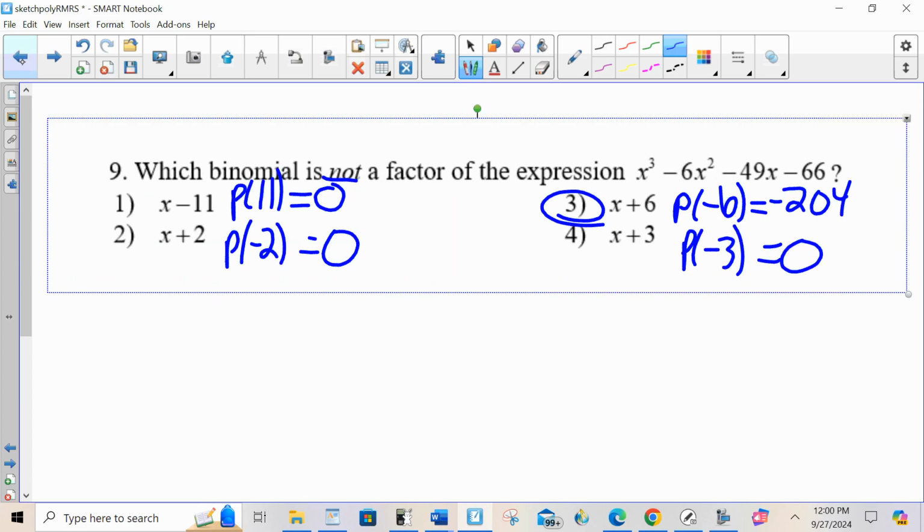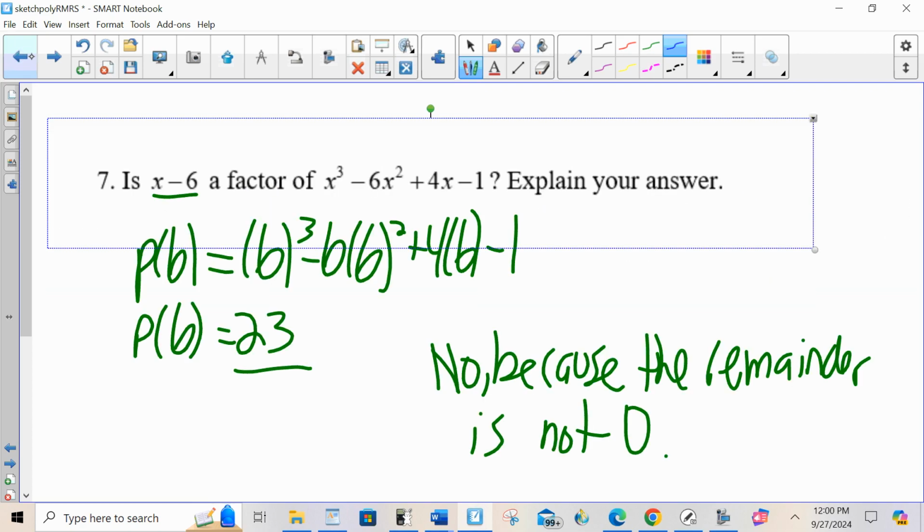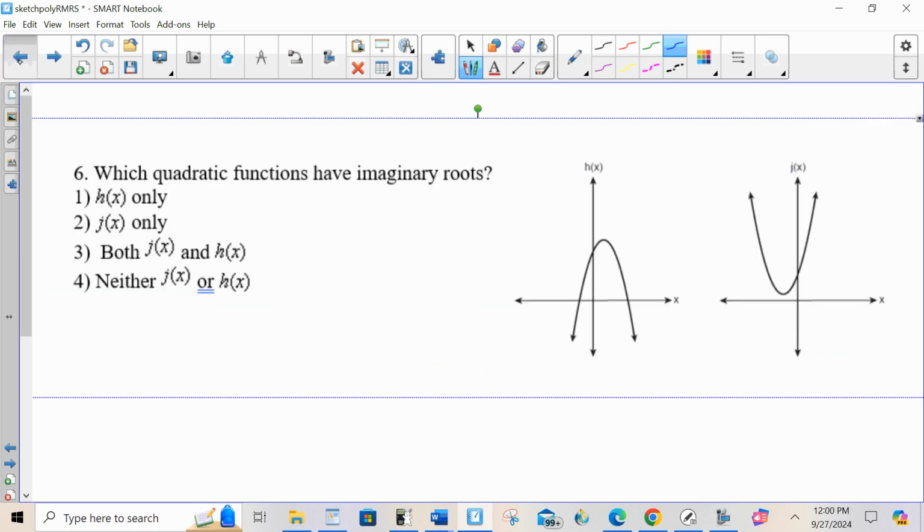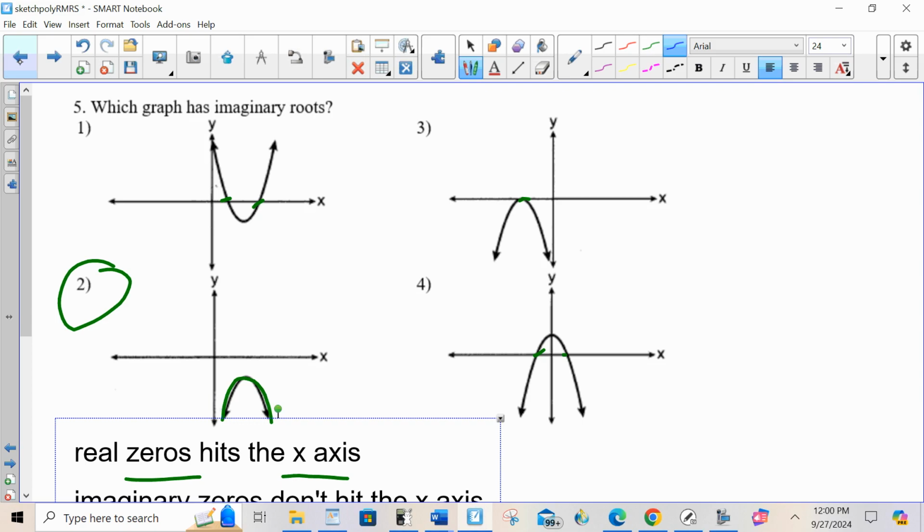You're going to have to determine, in multiple choice, which binomial is or is not a factor, using remainder theorem. You're going to have to do an open response using remainder theorem. You're going to have to identify which graph has or doesn't have imaginary roots. Real zeros hit the x-axis. Imaginary zeros don't hit the x-axis.